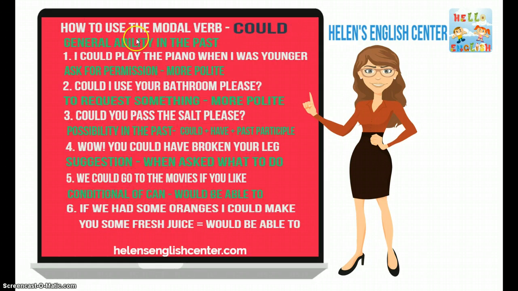How to use the modal verb could. General ability in the past. 1. I could play the piano when I was younger. Ask for permission, more polite. 2. Could I use your bathroom, please?